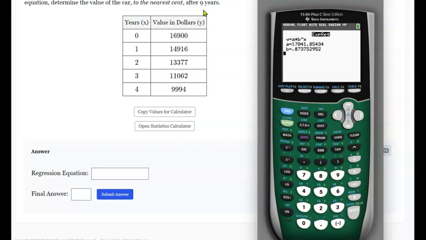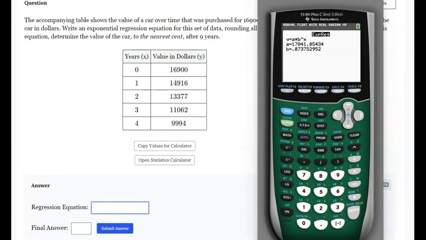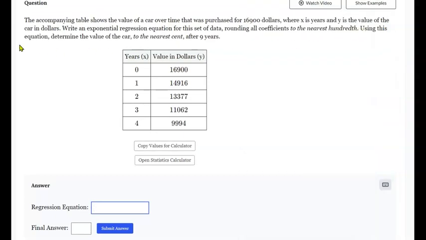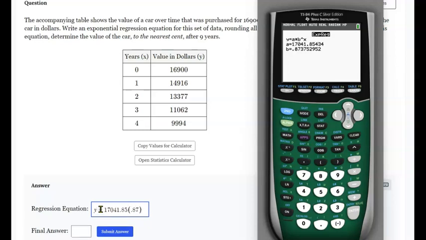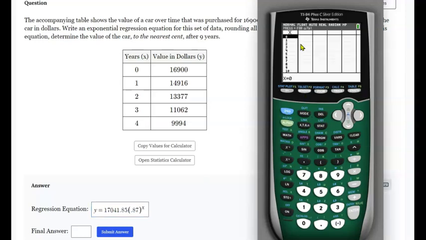There's my values. They ask us, in this problem, rounding all coefficients to the nearest hundredth, using this equation to determine the value of the car to nearest cent after 9 years. So I'm going to type the equation here, y equals 17041.85, parentheses, 0.87, parentheses, shift 6x. Now, I can compute it on my main screen, or I can put it in my y equals and look at the table. But I'm just going to go to my main screen here and compute it.